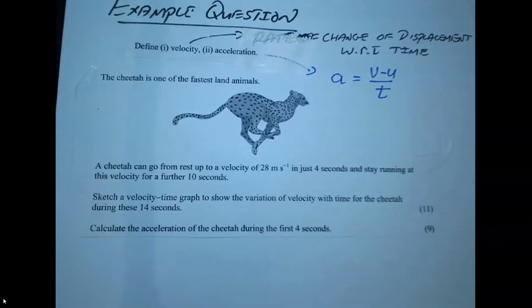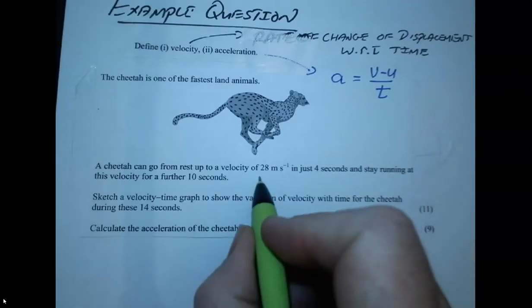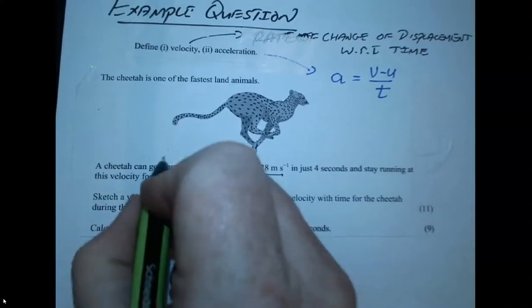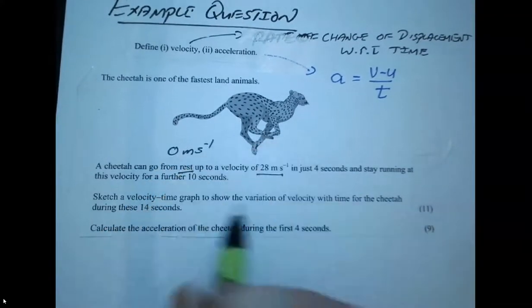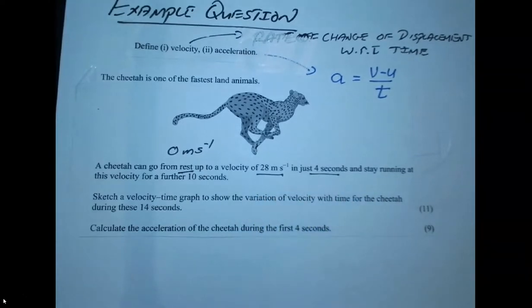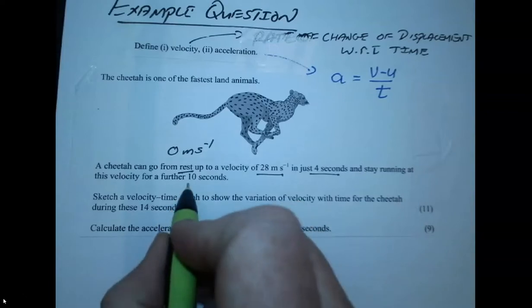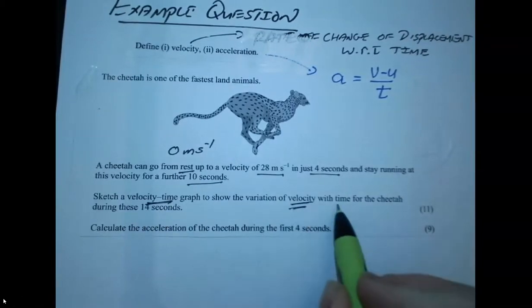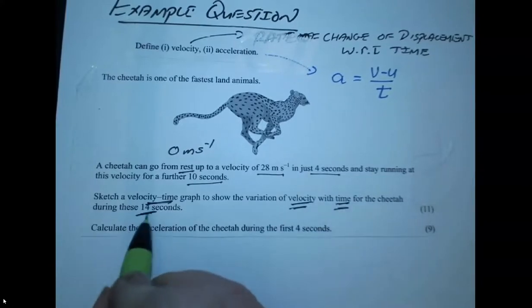The rest of the question is quite interesting. It says the cheetah is one of the fastest land animals. A cheetah can go from rest, which of course would imply 0 meters per second, up to a velocity of 28 meters per second in just 4 seconds, and stay running at this velocity of 28 meters per second for a further 10 seconds while it chases something. Sketch a velocity-time graph to show the variation of velocity with time for these total of 14 seconds. So we'll do that.